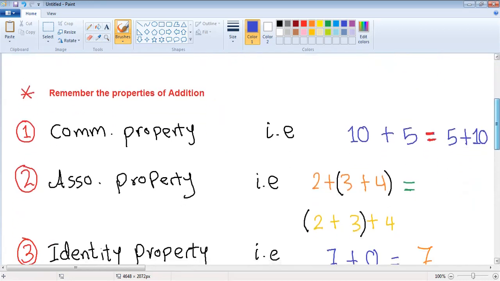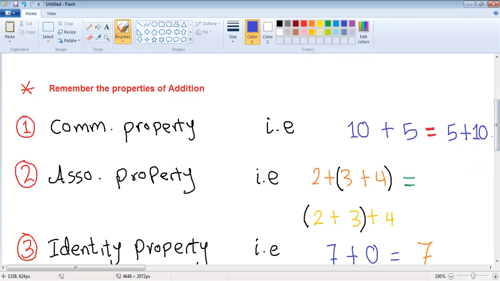Great. Let's move to the properties of addition. Remember them. The first property is the commutative property. If you add 5 to 10, it is the same answer as if you add 10 to 5. When I ask you in the quiz about the name of this property, you will answer and say commutative property. 10 plus 5 is equal to 5 plus 10. 3 plus 4 is equal to 4 plus 3. 100 plus 200 is equal to 200 plus 100, and so on.